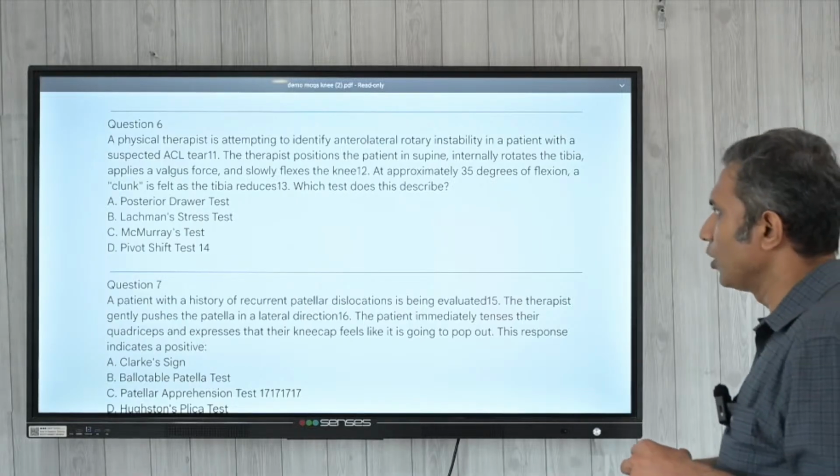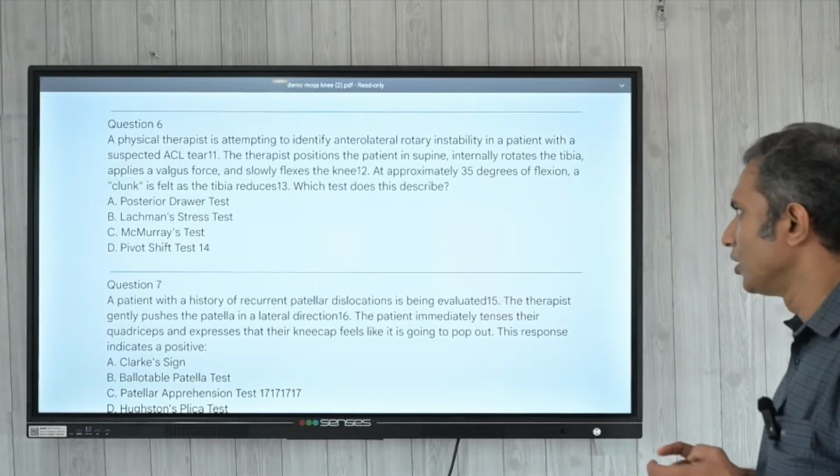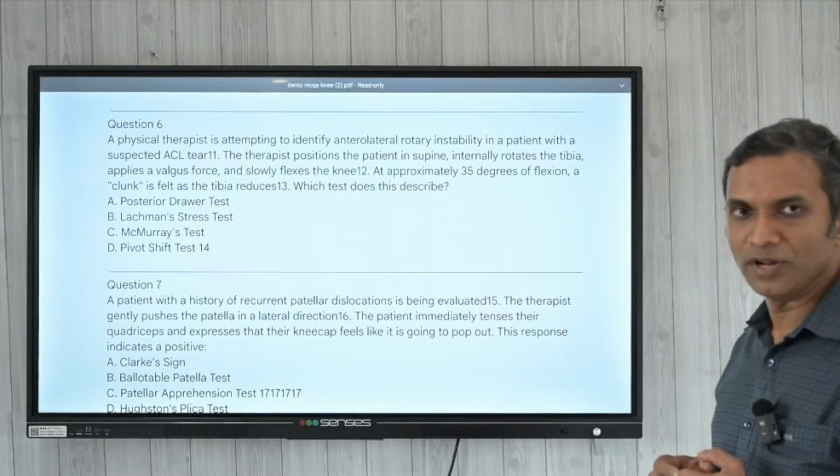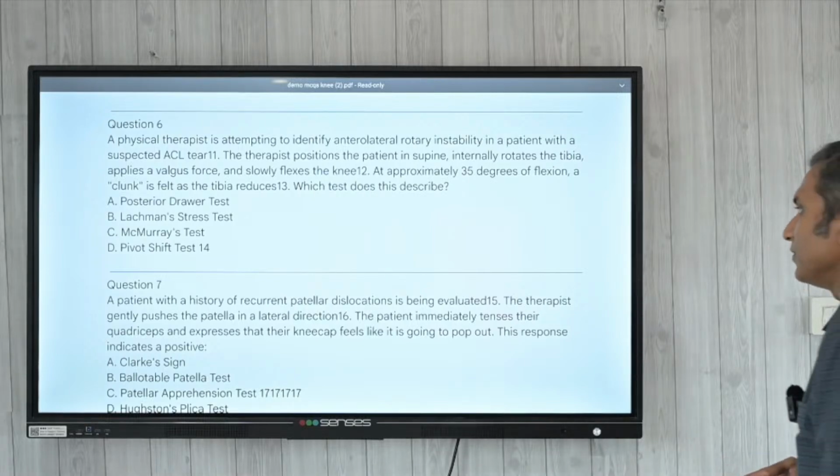So option A, posterior drawer test. Option B, Lachman's stress test. Option C, McMurray's test. And option D, pivot shift test.